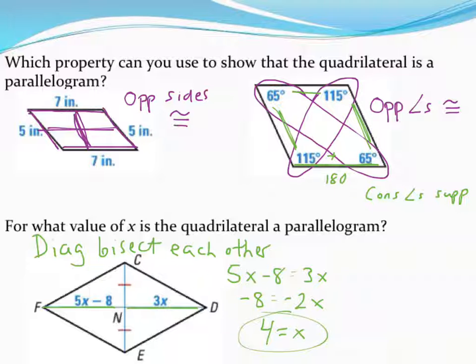If x was equal to 4, both of those diagonals would be the same length, and I could check that easily by plugging in 4 for x. So 3 times 4 gets me 12 for this piece over here. If I plug in 4 on this side, I get 5 times 4, which is 20, and then subtract 8, which is also going to give me a 12 for this side. So I can see that, yes, both diagonals are equal, both diagonals are bisected, meaning this figure will be a parallelogram.